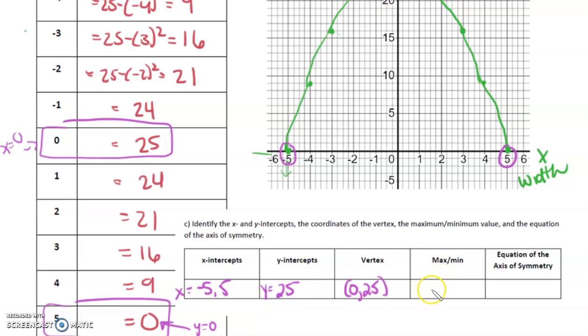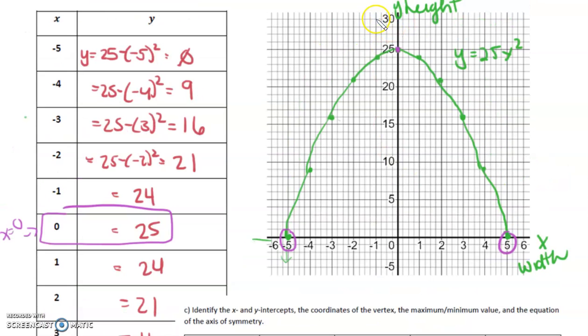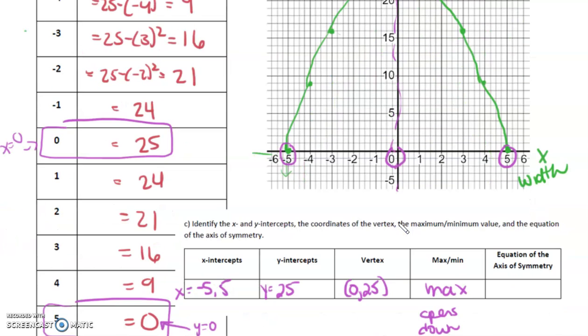Okay, max or min, this is definitely going to be a max because it opens down. And the equation of the axis of symmetry. Looking at the graph, it's symmetric about x equals 0. The other way we can tell this is from the vertex, the x coordinate, so x equals 0.